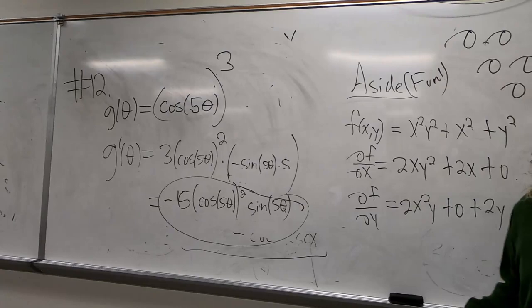There's one in the homework where you have a c, and I think it's in 2.4, but it tells you c is a constant, so the derivative is zero.